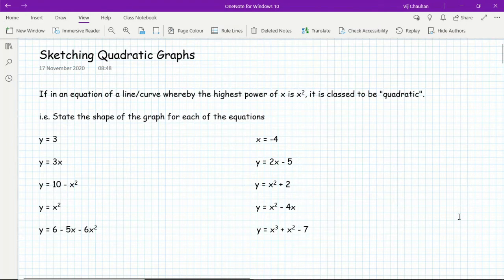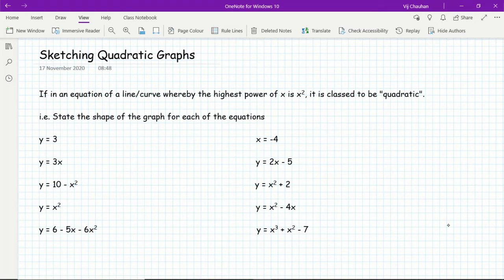Now the important thing to note is that when you are asked to sketch an equation, you should be able to recognise what type of graph, line or curve it's going to be without actually physically having to draw it. So when it comes to sketching quadratics, if an equation of a line or a curve has the highest power of x as x squared, then we can class it as being quadratic. For example, as you can see on your screen, we've got several equations of a line or a curve, and we can identify what type of graph it's going to be without physically having to draw it accurately.